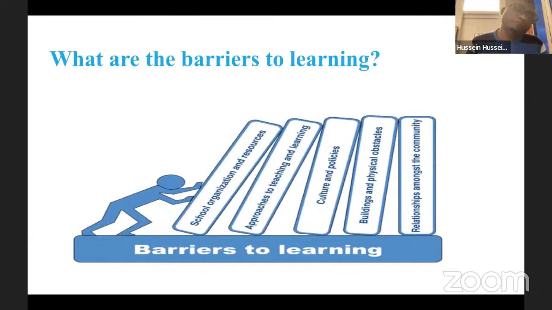But also buildings and the physical obstacles. As I started to speak before, some of the buildings are not friendly to people with special needs. Some of the buildings are too high for a person with a physical or other needs to access.